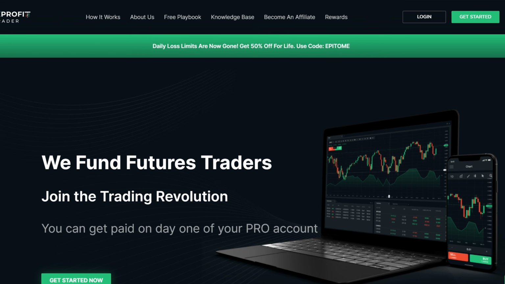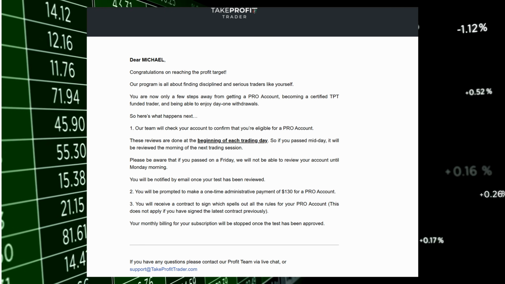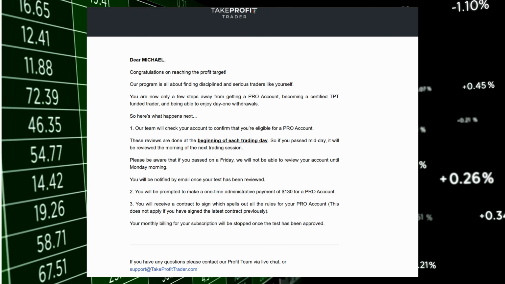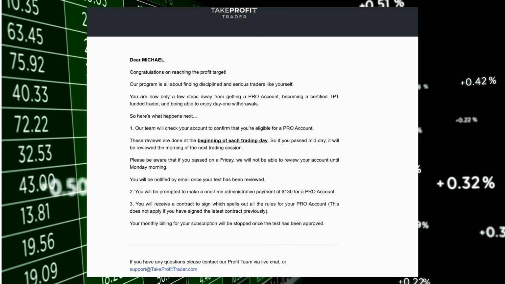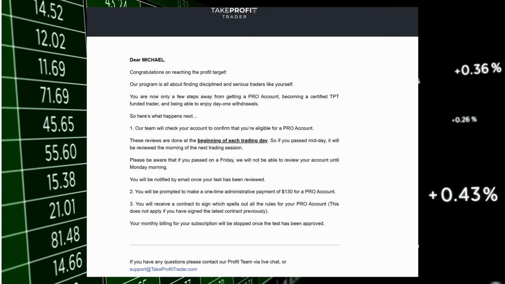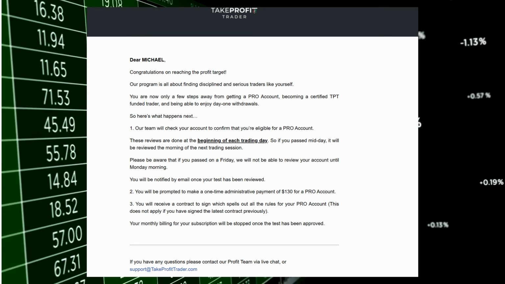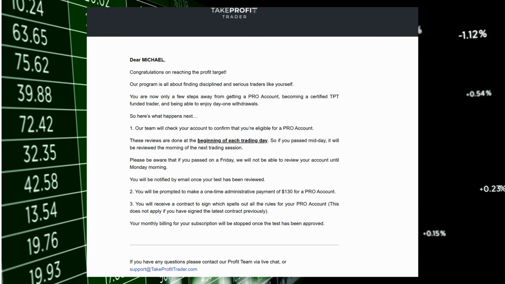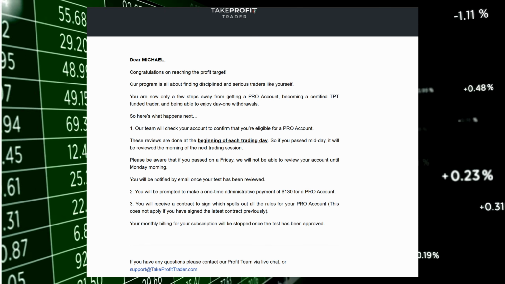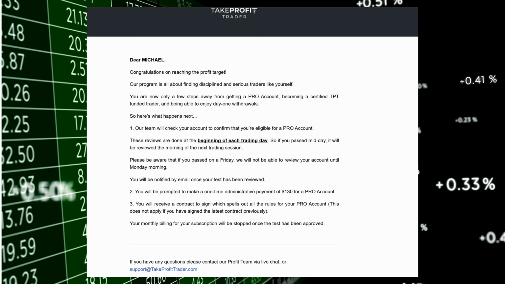You're gonna be greeted with a first email just like this. It says, congratulations on reaching the profit target. Our program is all about finding discipline and serious traders like yourself. You are now only a few steps away from getting your pro account, becoming a certified Take Profit Trader, and being able to enjoy day 1 withdrawals. So here's what happens next. Number 1, our team will check your account to confirm that you are eligible for a pro account. These reviews are done at the beginning of each trading day.